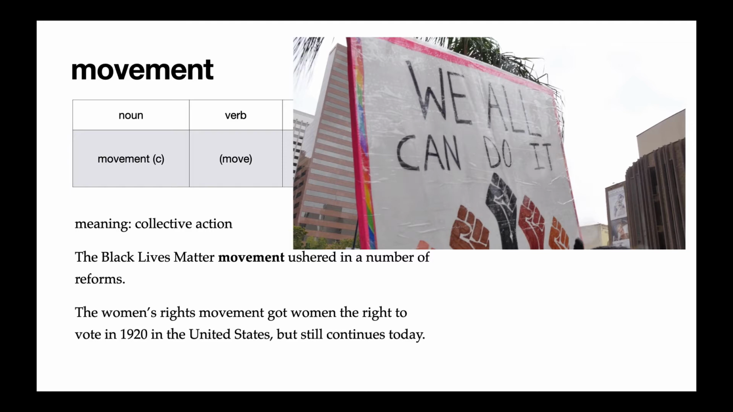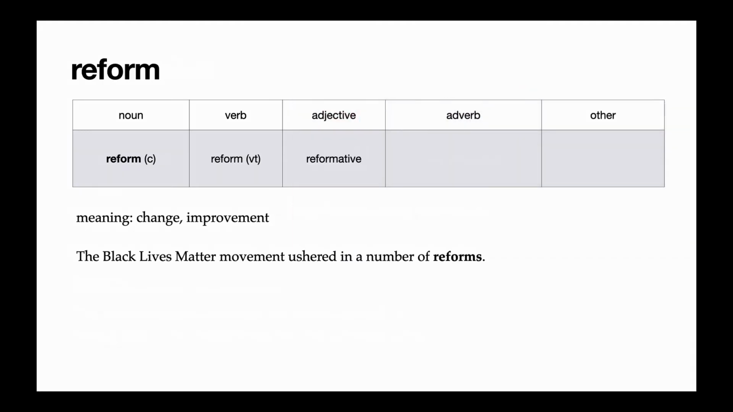So for our second example, we talk about the women's rights movement. That is another movement since it's countable. Okay, so this word reform has two different forms that look alike. We've got the noun and the verb, and they're both spelled and pronounced reform. And the noun form, it's countable, and the verb form is transitive.